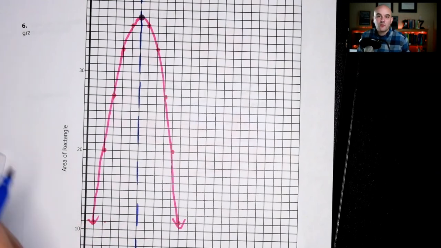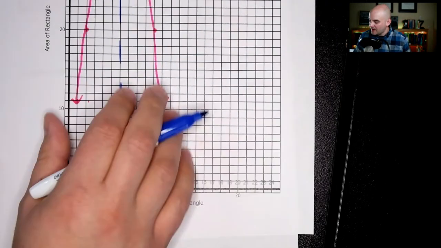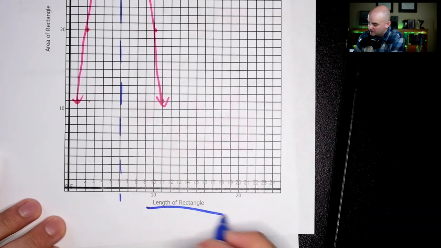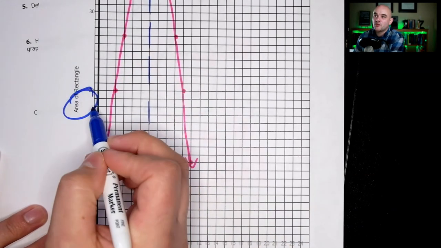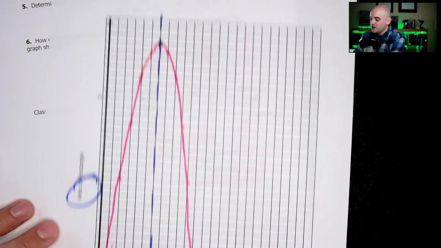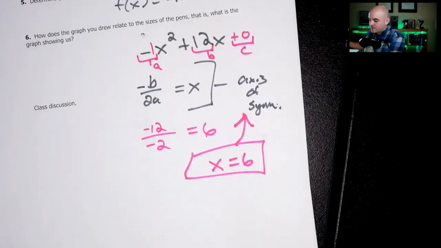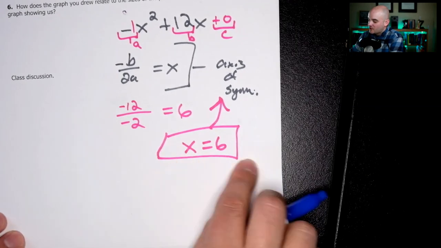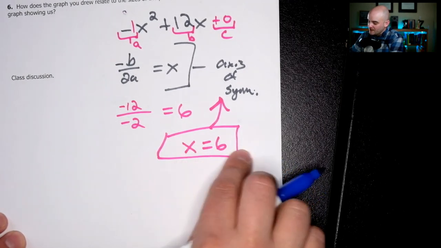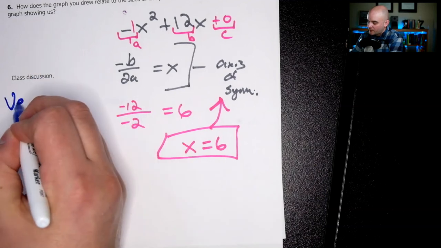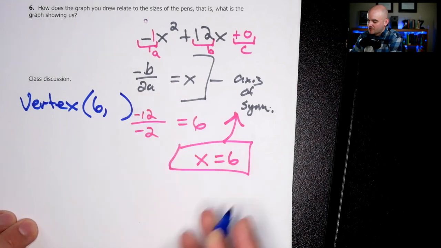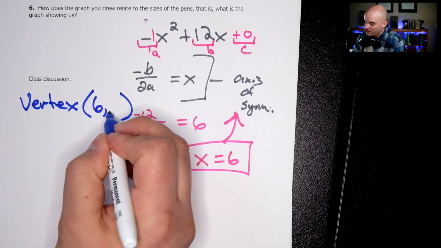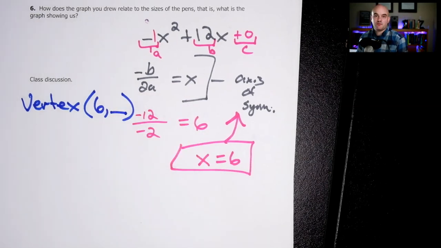Now that doesn't tell me what the maximum area is. Remember, the x-axis is what? It was the length of the rectangle. The y-axis is the area. So I need to know what the y value is to figure out the area. I'm still pretending like I don't have this graph here. I know my axis of symmetry is at x equals 6. That tells me that the vertex is at 6 comma something. How do I figure out what that something is? Because that will be my answer for the maximum area.